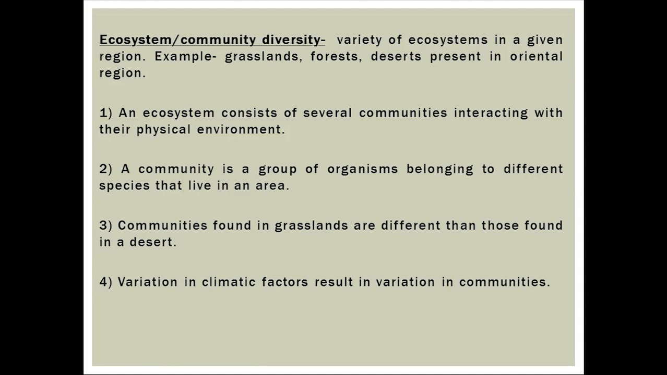An ecosystem consists of several communities, and these communities are nothing but the groups of organisms of different species that live in a particular area. Several communities interacting with the physical environment together form the ecosystem. And there is variation in the communities also. This is mainly because of the climatic factors.